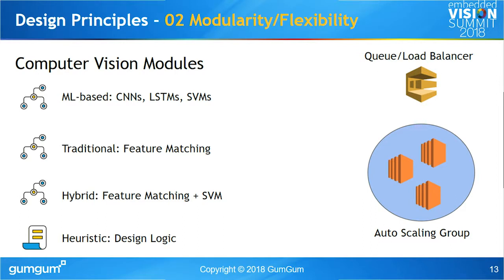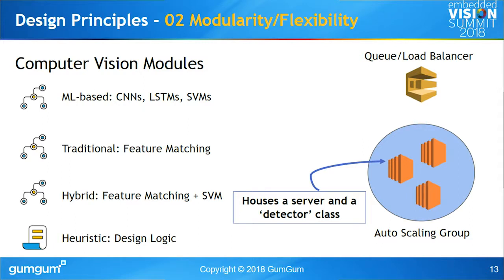What we do is we take one of these units of work and throw it into, for the lack of a better name, a detector class. And along with the server, house it in an EC2 instance. Your EC2 instance is essentially the name of your compute unit in whichever cloud you choose to work with. Here, we're using Amazon. Each of these EC2 instances reside within their autoscaling groups. And each autoscaling group is associated with its respective queue or load balancer. So this unit of queue and autoscaling group is what we define as a computer vision module.